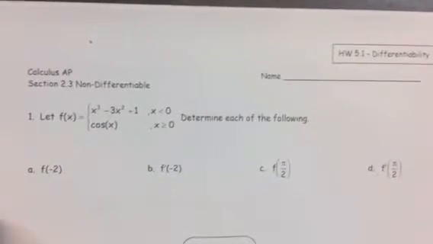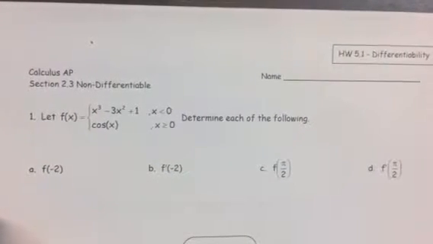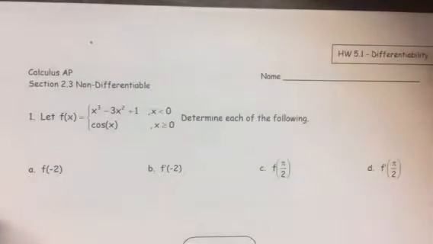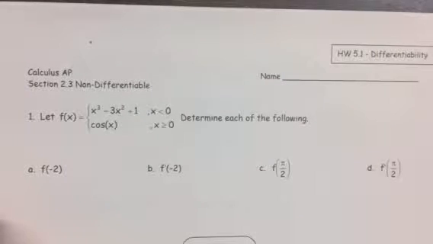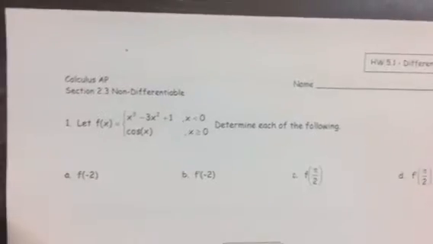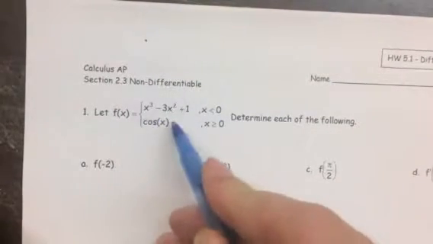In homework 3.1, we're looking at 5.1, sorry, we're looking at differentiability. And this is going to be a condition that's important for a lot of things to hold true. There are things that are true when something's differentiable, but not true when it's not. And so we've got this function. We've got a piecewise function.